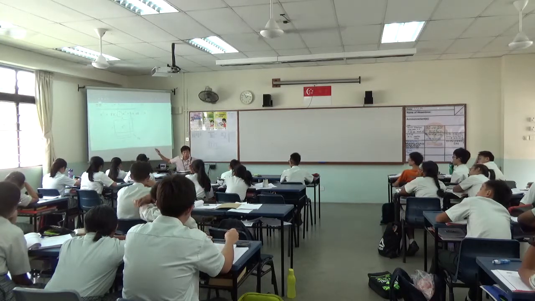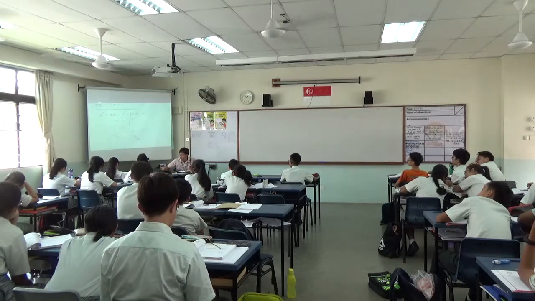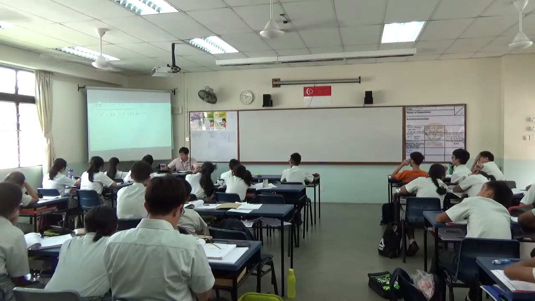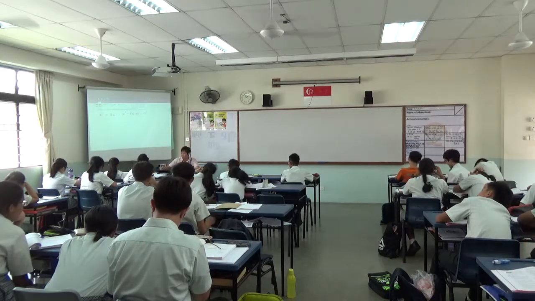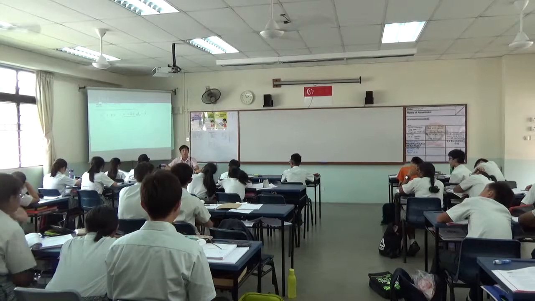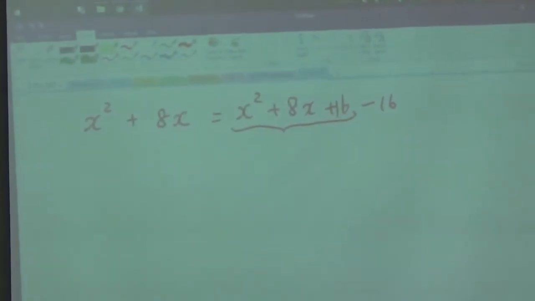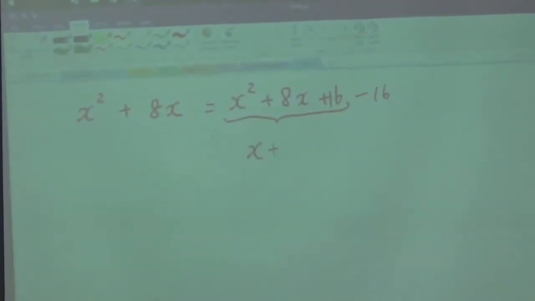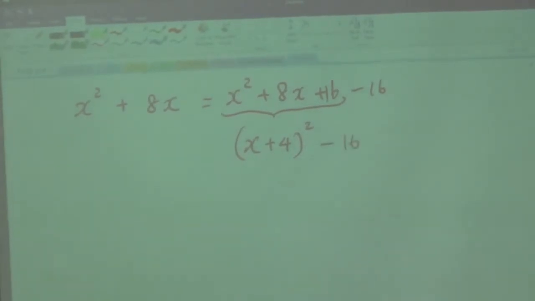Minus 16. Now, are they the same? Yeah, they are equal. In addition, we have done something magical. What's so magical about this? These three terms, what do they give you? A perfect square. What was the perfect square? The diagram that I erased just now? X plus 4 squared minus 16.